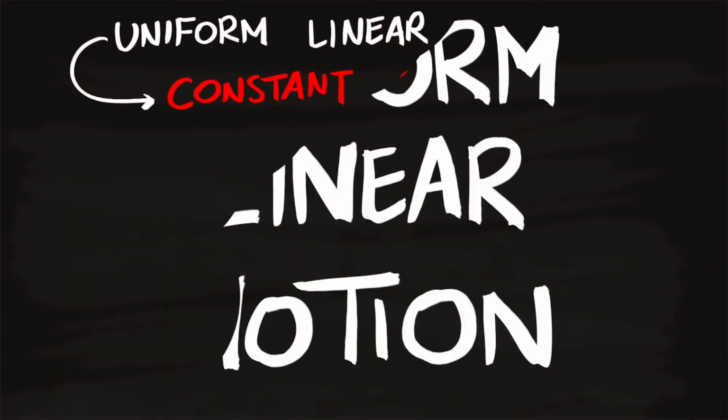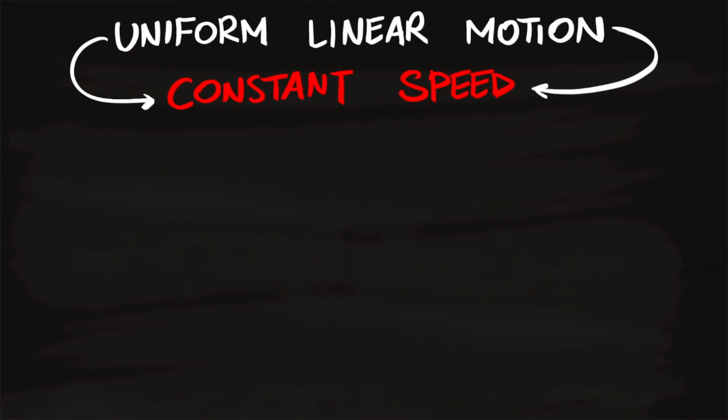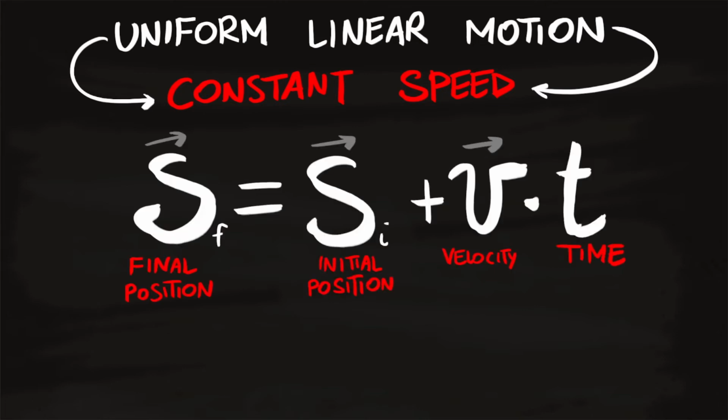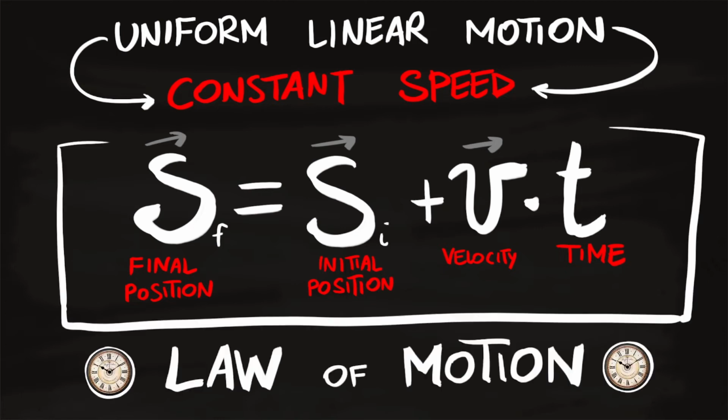This is the easy one. That's when you move at a constant speed in a straight line, like my grandpa when he goes 90 miles per hour on the highway. Formula for uniform linear motion: final position equals initial position plus velocity times time. This stuff is your law of motion, and it's telling you your position as a function of time.